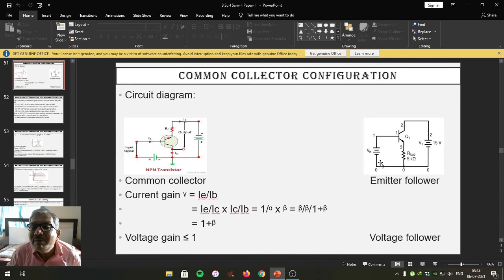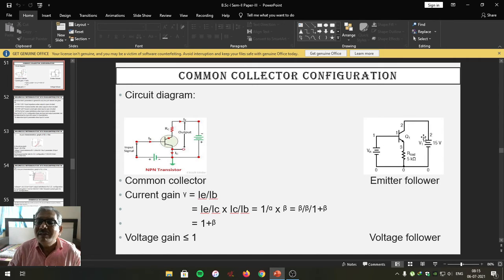Here is the battery VBB which is connected to forward biased emitter base junction. Same circuit. To the N region, negative terminal of the battery is connected. To the P region, positive terminal of the battery is connected. Again, it is forward biased. Whereas another battery, say VCC, is connected to reverse bias the collector base junction.